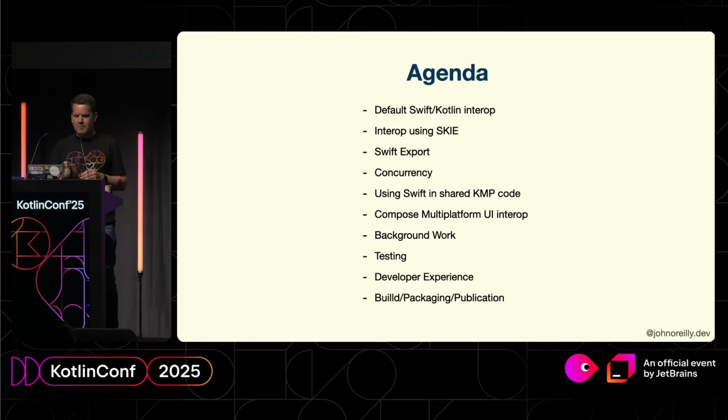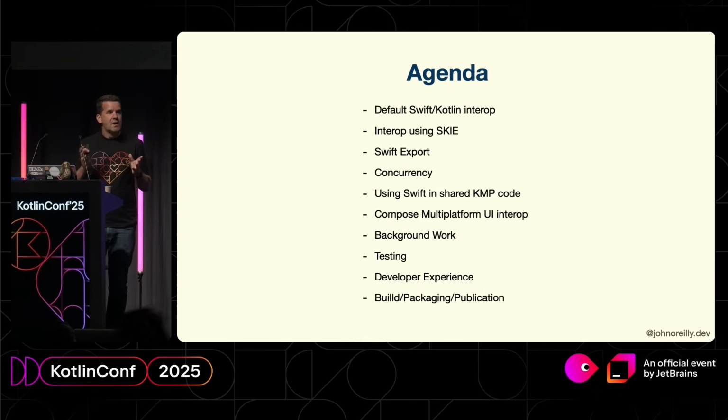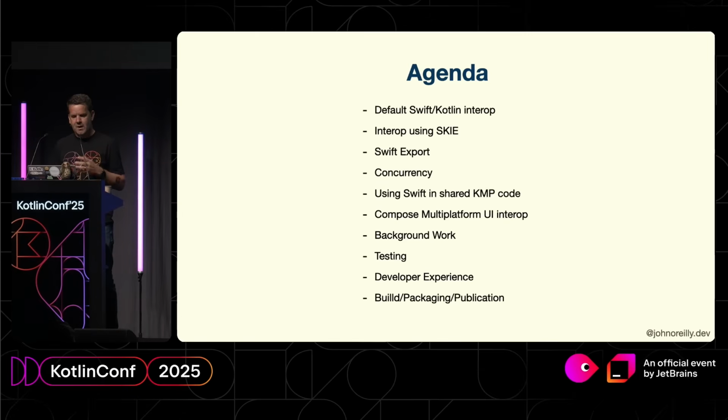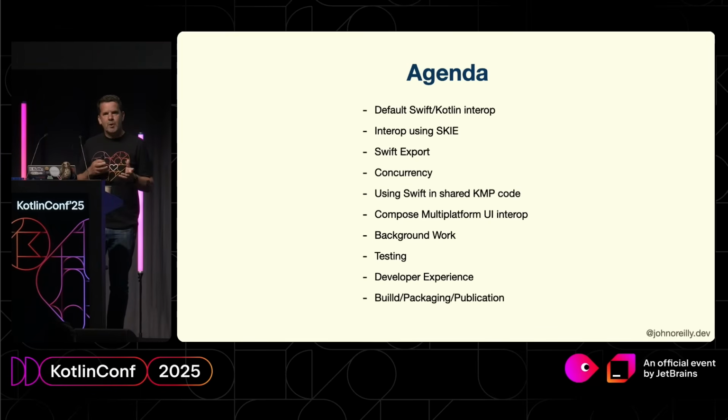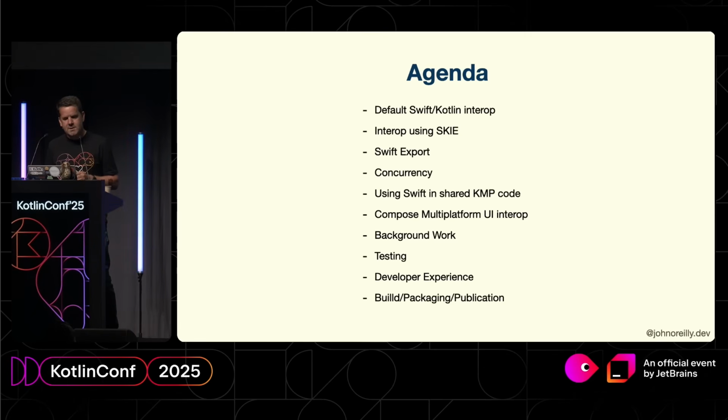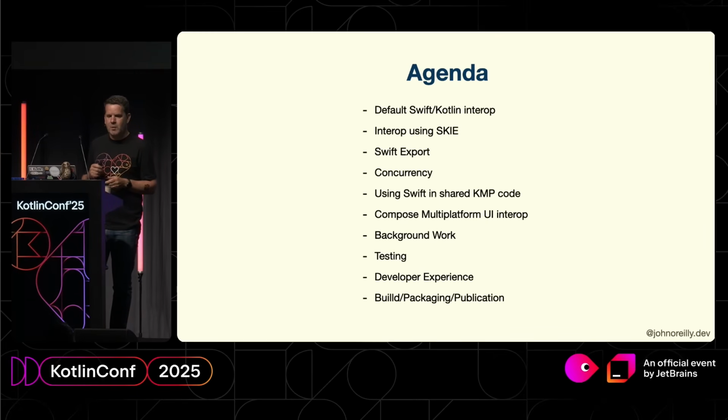Next up, concurrency. Again, we'll talk about the limited interop support we get by default and the third-party solutions we can use for this. Including use of Swift in shared KMP code is something we often need to do, and we'll demonstrate some patterns for how that can be achieved, along with other interop options available to us for accessing native iOS capabilities. And similarly then for Compose Multiplatform, showing, for example, how we can include use of Compose in SwiftUI and vice versa. We'll also talk a little bit about background work on iOS, some of the KMP, CMP testing options available to us, and a few items related to developer experience. We'll then finish up with some info on the build, packaging, and publication of KMP-based iOS apps.